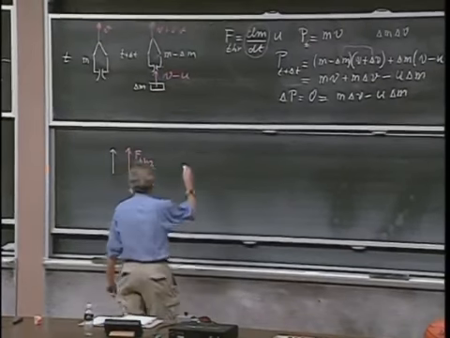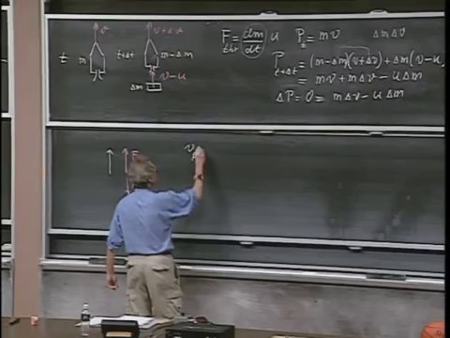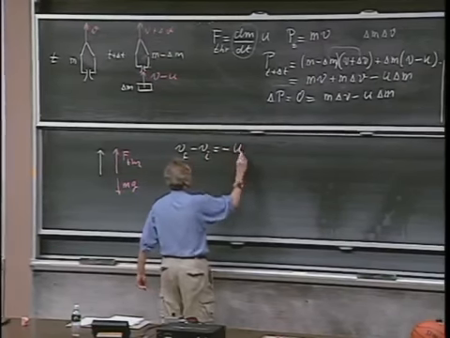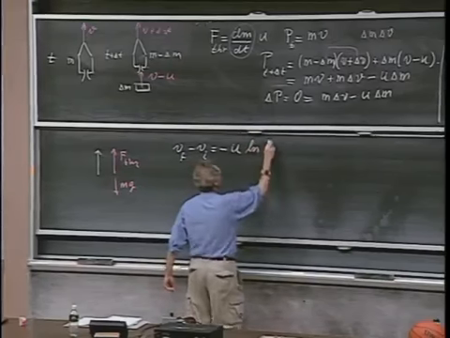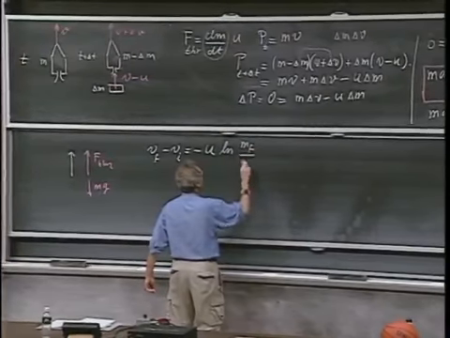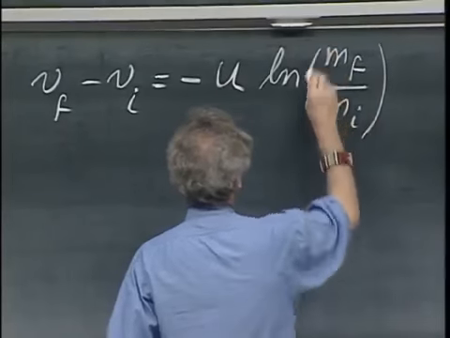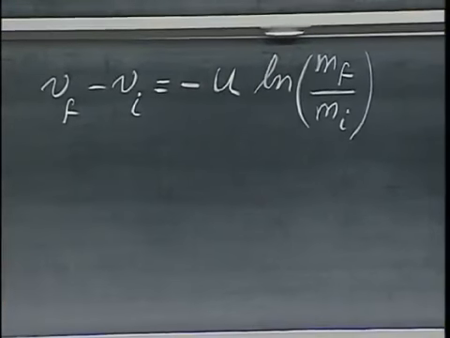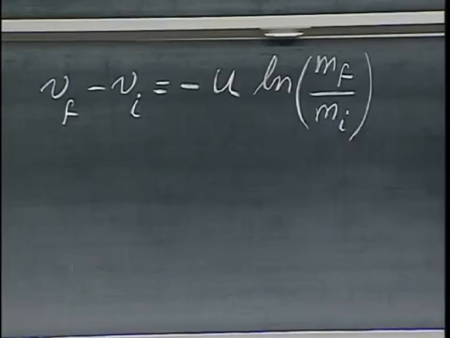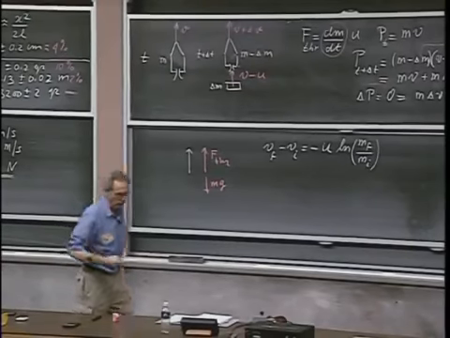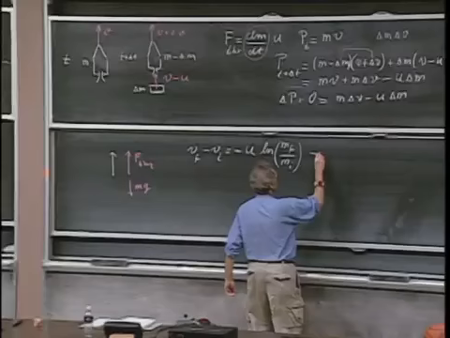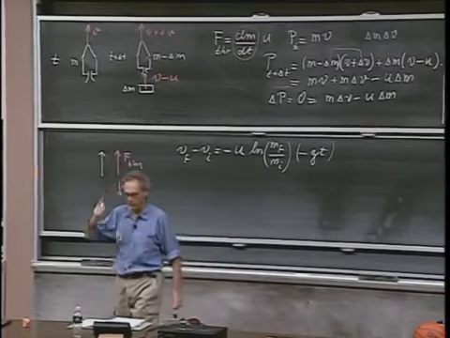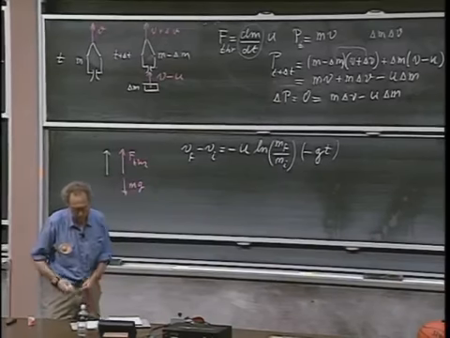And then you come up with a very famous equation: the final velocity of the rocket minus the initial velocity of the rocket equals minus u times the logarithm of the final mass of the rocket divided by the initial mass of the rocket. This is if there were no gravity at all. Just in case, and only in case, of a vertical launch from Earth, there is also a term minus gt. Only if you have a vertical launch from Earth.